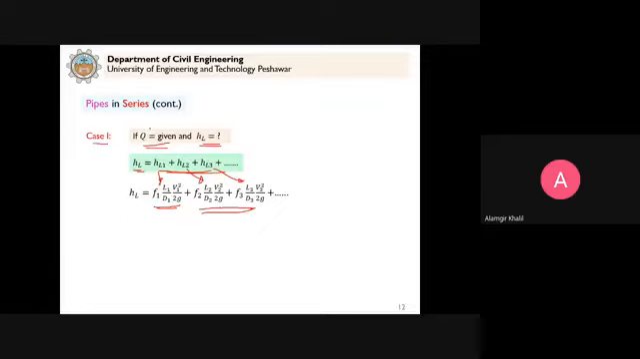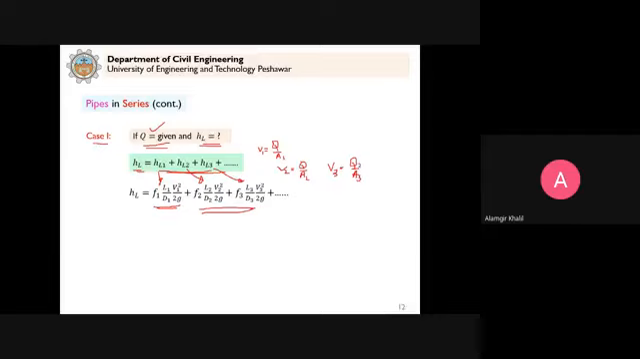So let's say the discharge is given. When the discharge is given, you can calculate V1, clear. So V1 will be equal to Q divided by area A1. Similarly, you can calculate V2. V2 will be equal to Q divided by area A2. Similarly, you can calculate V3 and so on. That will be equal to Q divided by area A3.